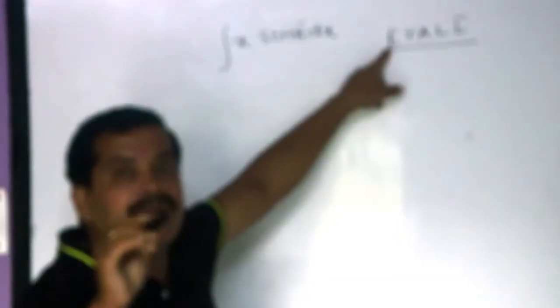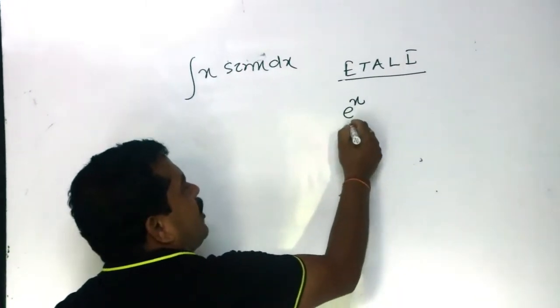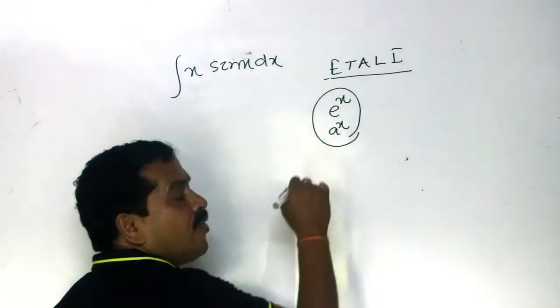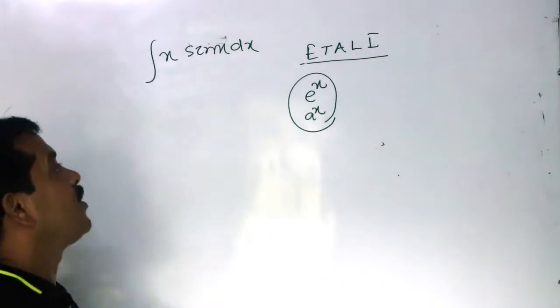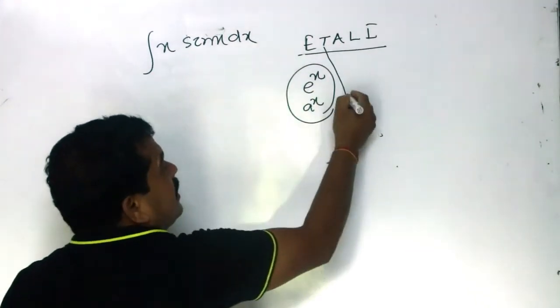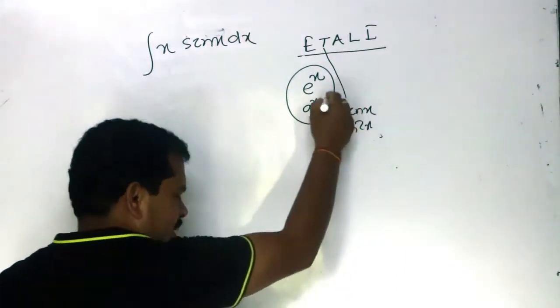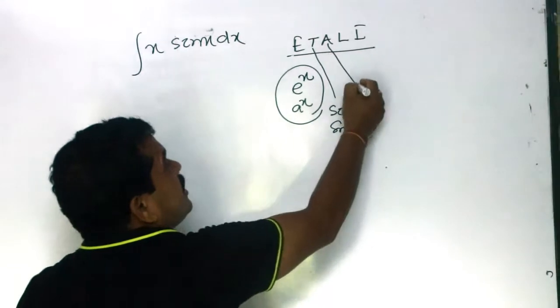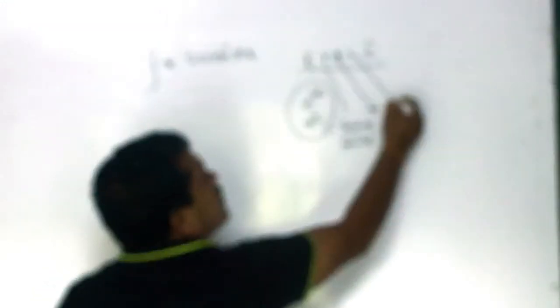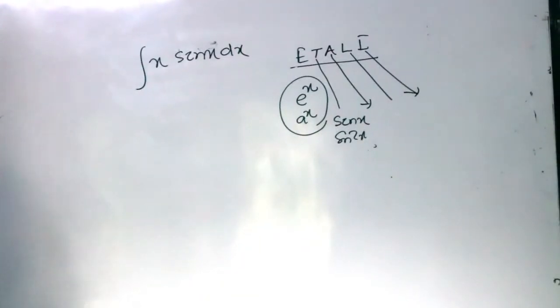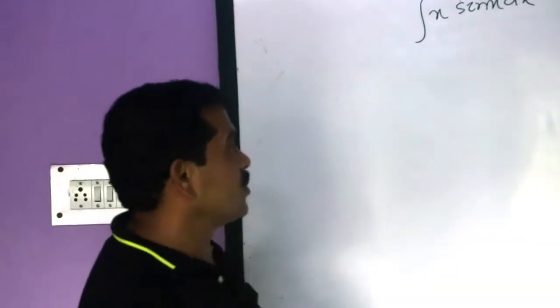E means exponential function, like e to the power x, a to the power x. This type of function is known as an exponential function. T means trigonometric function, sin x, sin square x, like that. And A means algebraic function, L means logarithmic function, I means inverse trigonometric function. In this order, we can choose one as the first function and another as the second function.